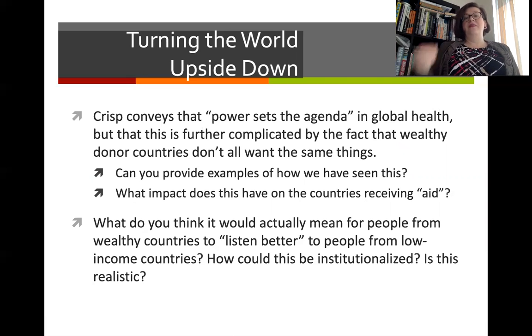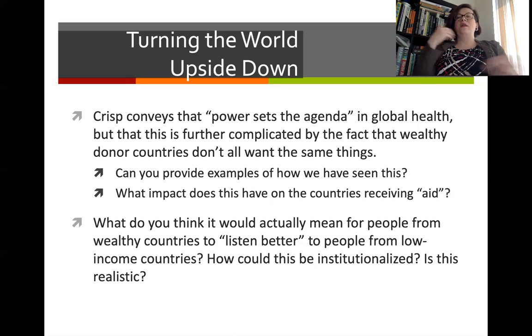And further, that this power setting the agenda dynamic is complicated by the fact that wealthy donor countries don't all want the same things, such as, for example, funding from the United States that cannot be used for abortion services due to the Hyde Amendment, or even in times when the global gag rule is active, as it is currently, for reproductive health services from facilities that provide abortions with other funding, not from the United States, or who provide counseling about a full suite of reproductive options to clients who could then go and potentially obtain an abortion elsewhere, or even political advocacy for abortion rights in those home settings.